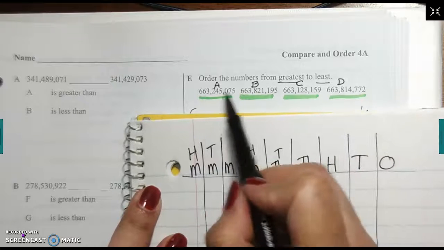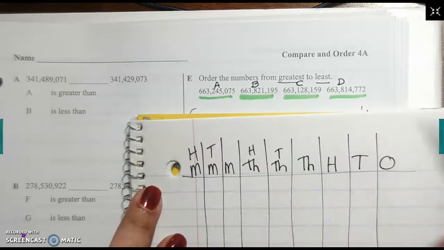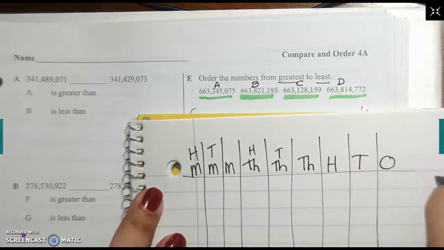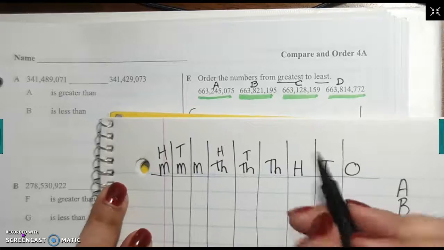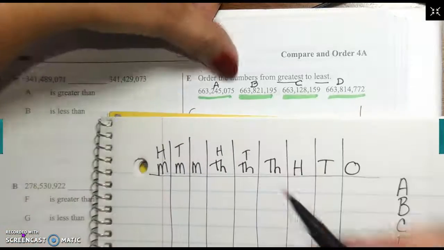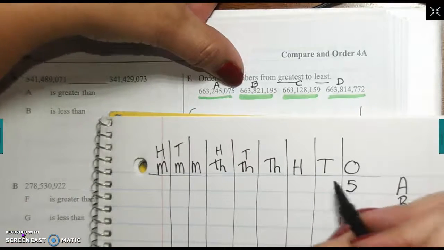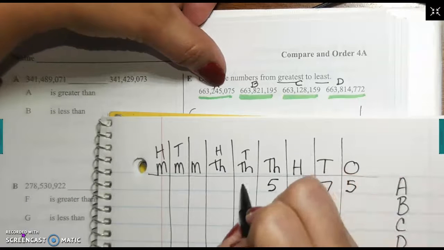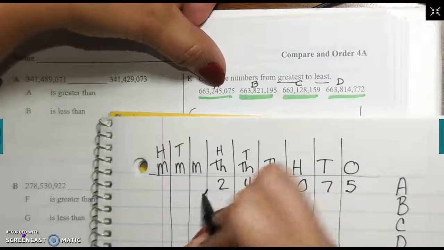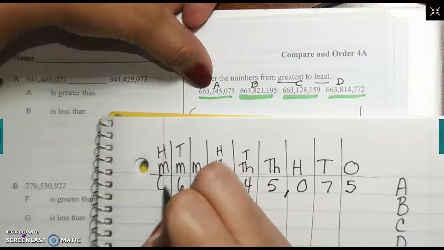And I'm going to go ahead and stick the number for A here. And I'll maybe put the letters over here: A, B, C, and D. So each one will have its number. I'll go in backwards. The 5 is in the ones. The 7, the 0. The comma will touch the line. The 5, the 4, the 2. The comma touches the line. The 3, the 6, and the 6.